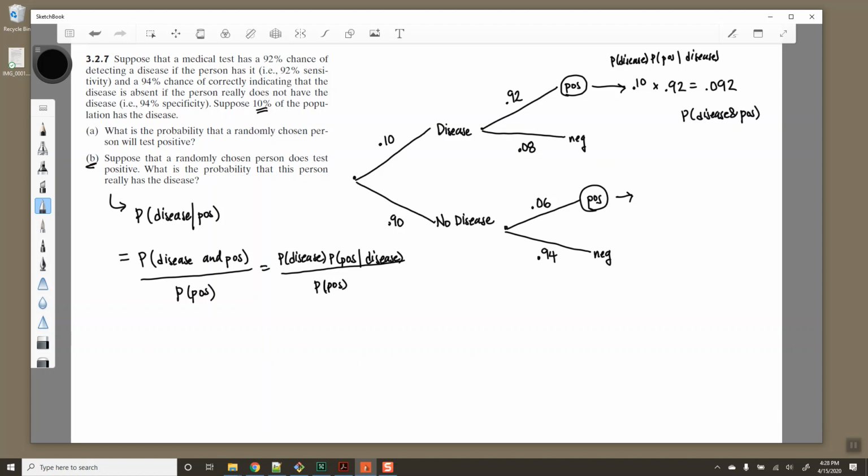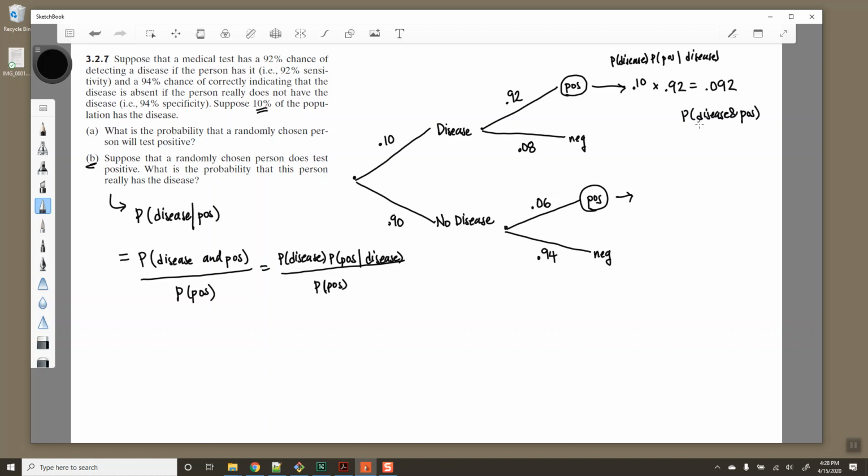Okay, so the 0.10 is for the 10% that really have the disease. Yes. That they tested positive for it is the 0.92. Yeah, it says if they have the disease, there's a 92% chance of detecting it. So we're going to get test positive 92% of the time. Okay, and so when you multiply those two together, you get 0.092, and underneath it, that is our P of disease and positive.